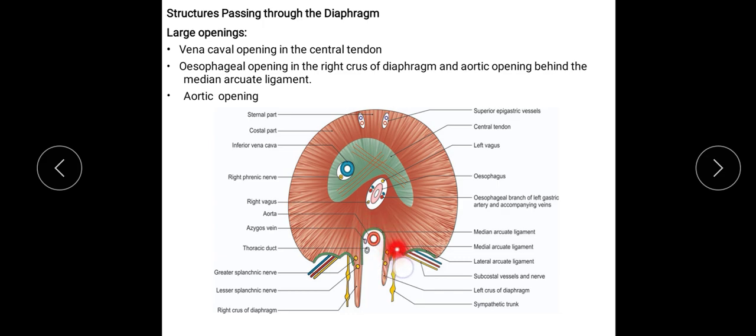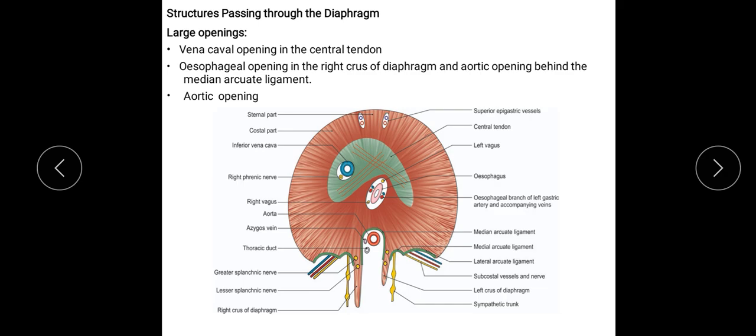This is the medial arcuate ligament. This one is the lateral arcuate ligament. This is the diaphragm, this is the muscle, this is the costal part of the muscle. This is the central tendon.